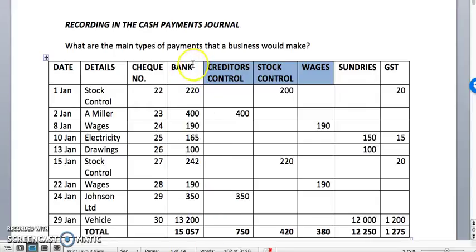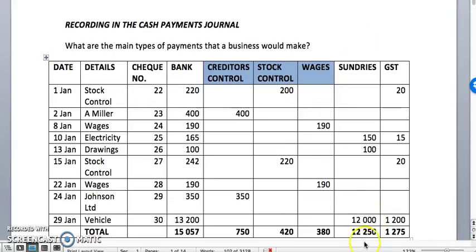The bank is the total amount of money that is coming out of the bank. Creditors control column is for the payments to creditors. So this is going to decrease the amount that we owe to creditors. This is for the cash purchase of stock. This is the payment of wages. Sundries is for any unusual transactions.